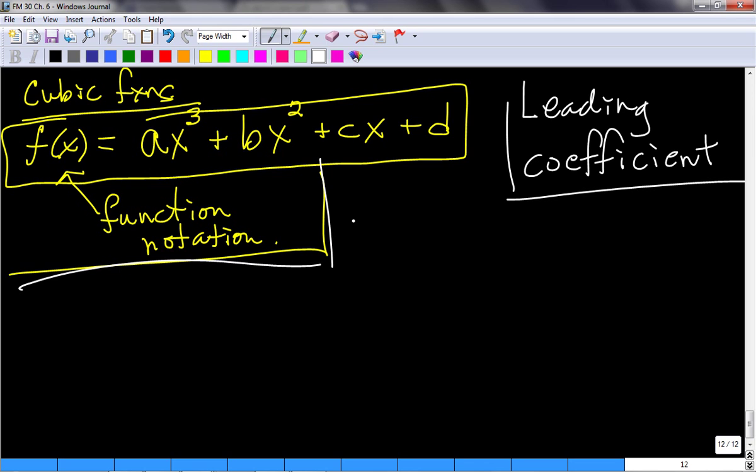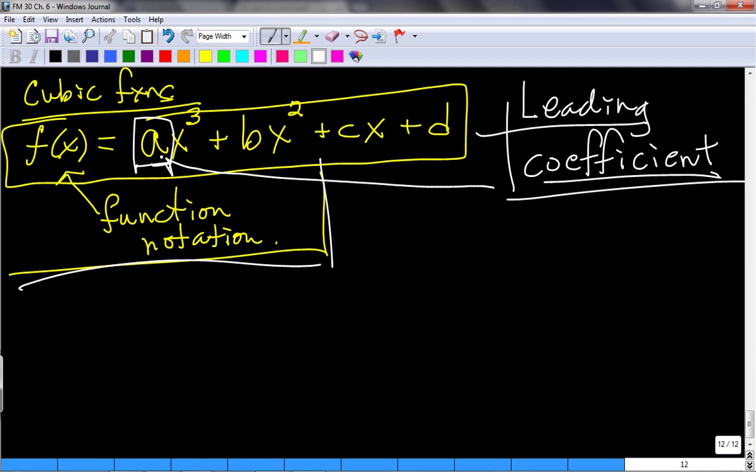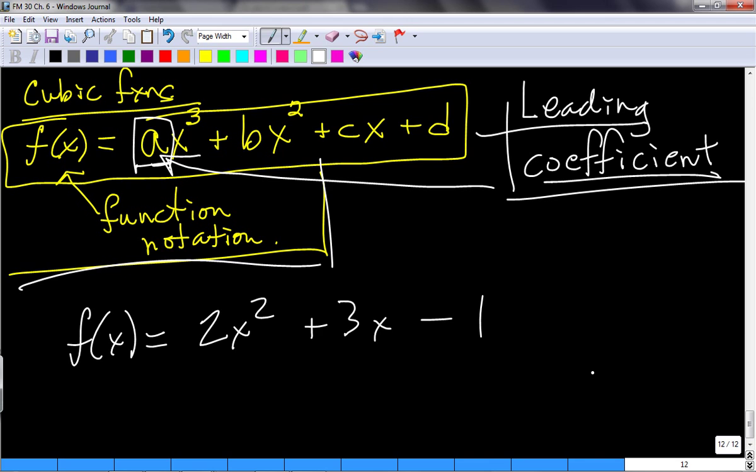But listen, I'm saying this for a purpose, okay? Here's the purpose. The leading coefficient, leading means it's coming first. And the coefficient is the number. So it's the first number in the standard form. The leading coefficient. Here it's A. And it's A in all the other standard forms as well. So if I wrote down this right here, 2x squared plus 3x minus 1.